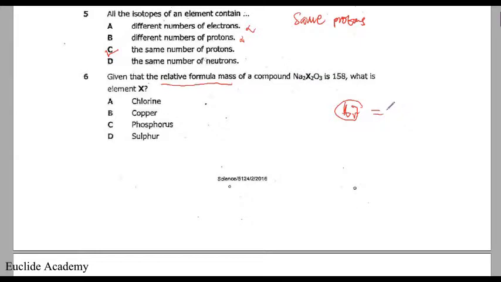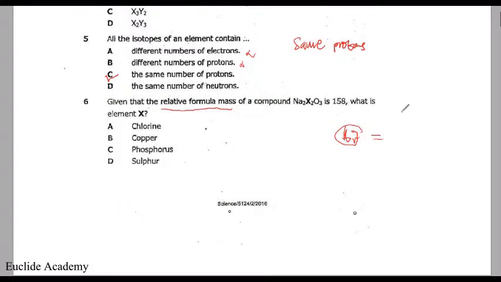Sodium atom, you look at the periodic table, then check out what the relative atomic mass is. You multiply that by 2, plus X times 2, 16 for oxygen, then we equate it to 158. Okay, so let us jump to the periodic table.